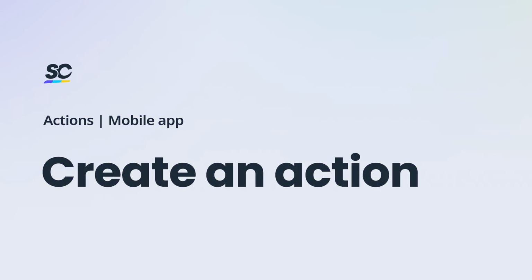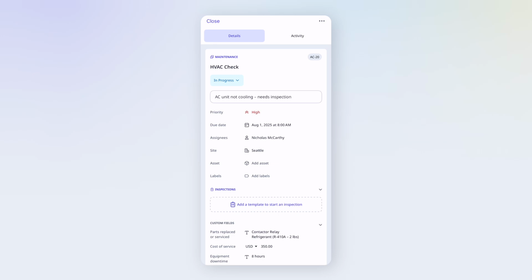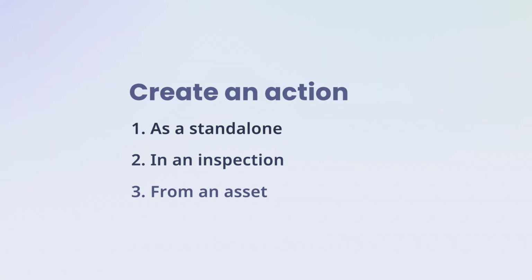Let's create an action in SafetyCulture. The Actions feature allows you to identify, track, and complete tasks as a team. Whether you're highlighting a problem during an inspection or creating a standalone task on the go, Actions help you get work done. In this tutorial, we'll take a look at how to create a standalone action, create an action in an inspection, and how to create an action from an asset.